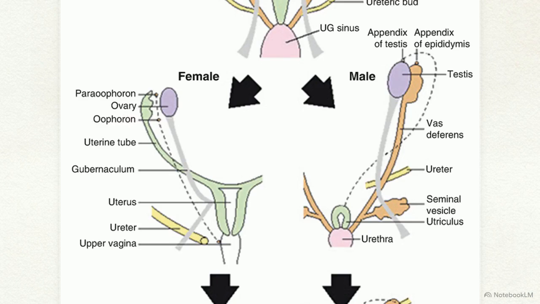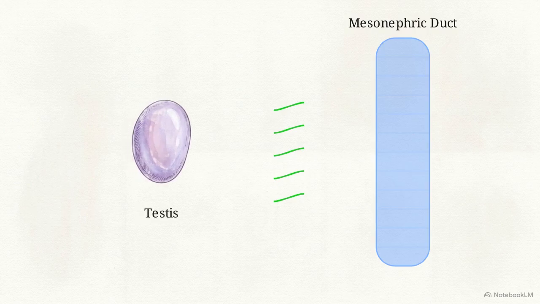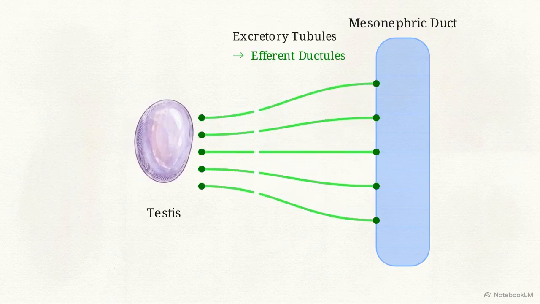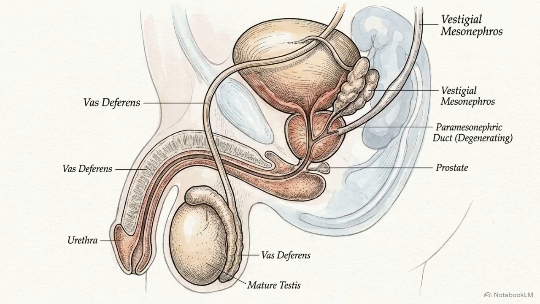In the male pathway on the right, the mesonephric duct is hijacked and repurposed to become the vas deferens and epididymis. The temporary excretory tubules are adapted to become the outflow tracts, connecting the testes to the duct. This makes the male reproductive tract a modified remnant of a temporary embryonic urinary system.